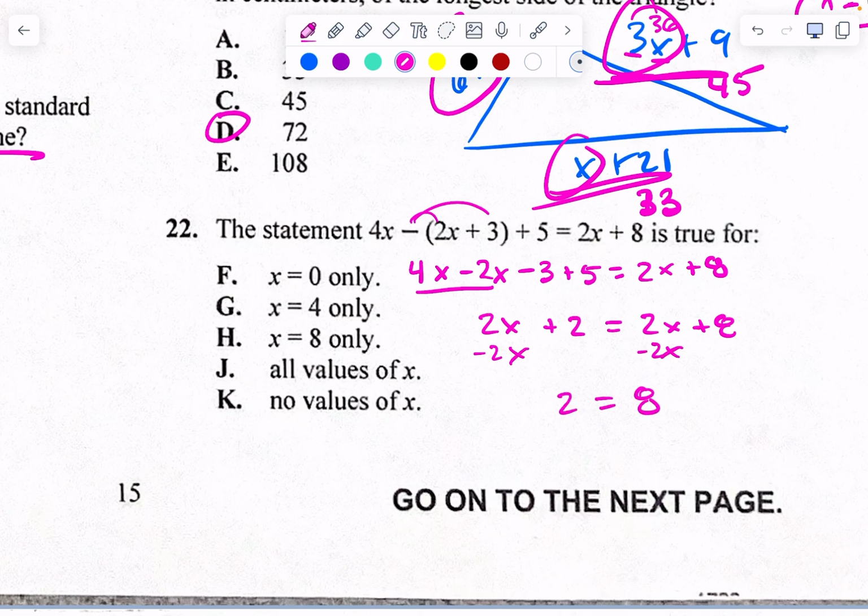2 equals 8 if you subtract the 2x. When does 2 equal 8? Never. No values of x, right? I can't plug anything in to make those two sides equal.